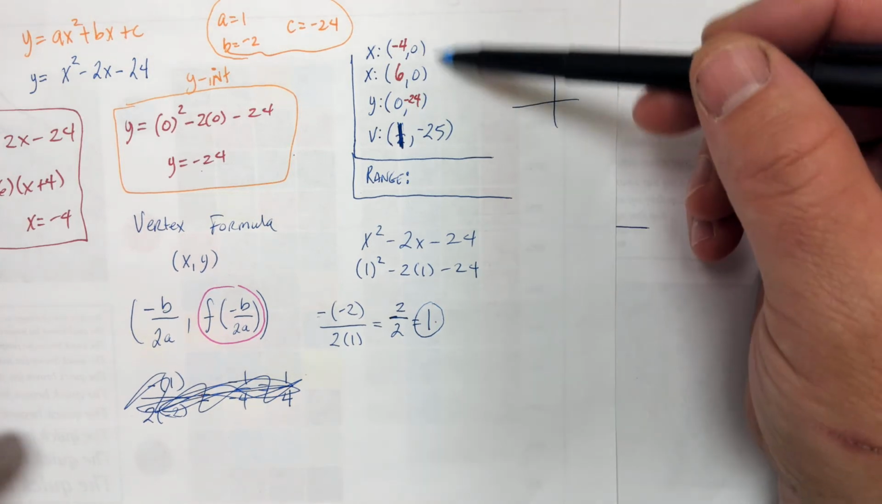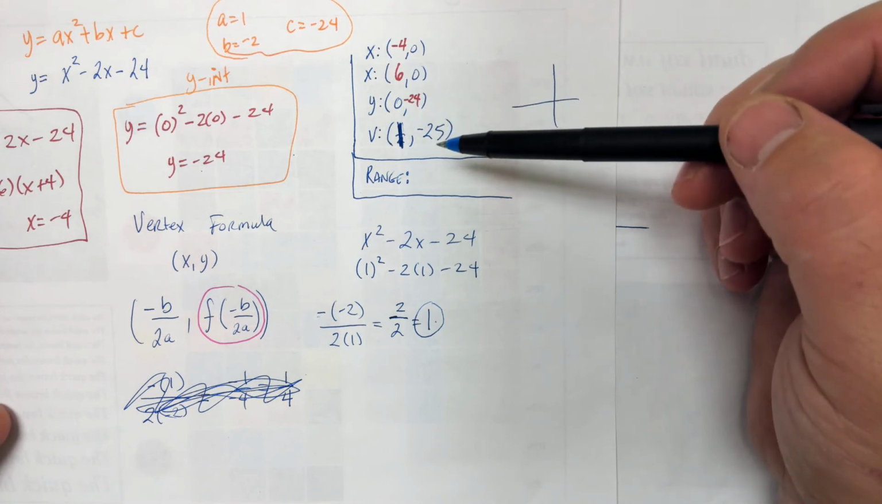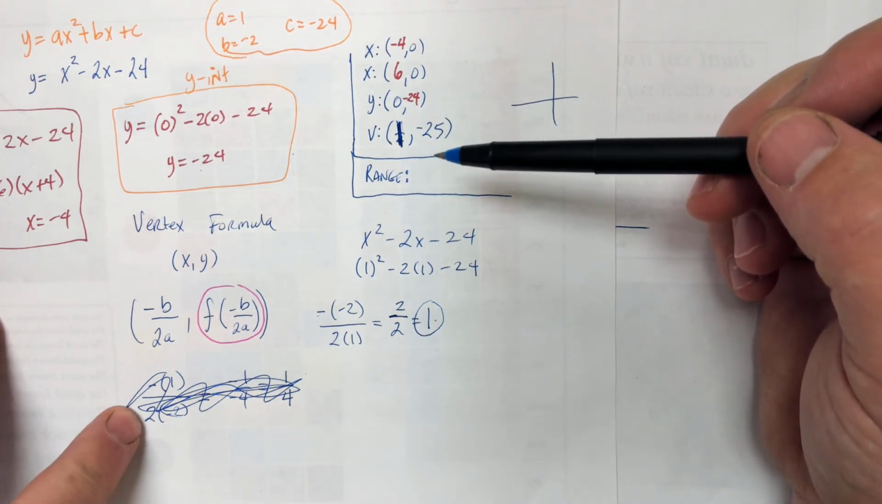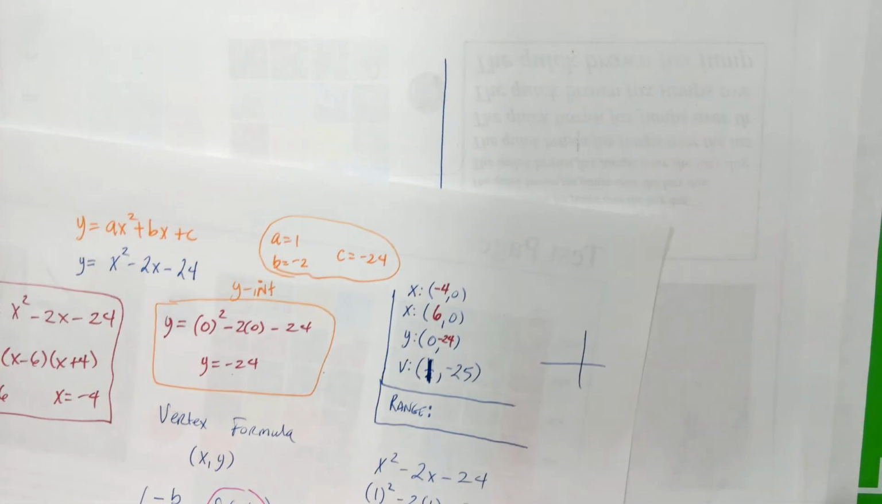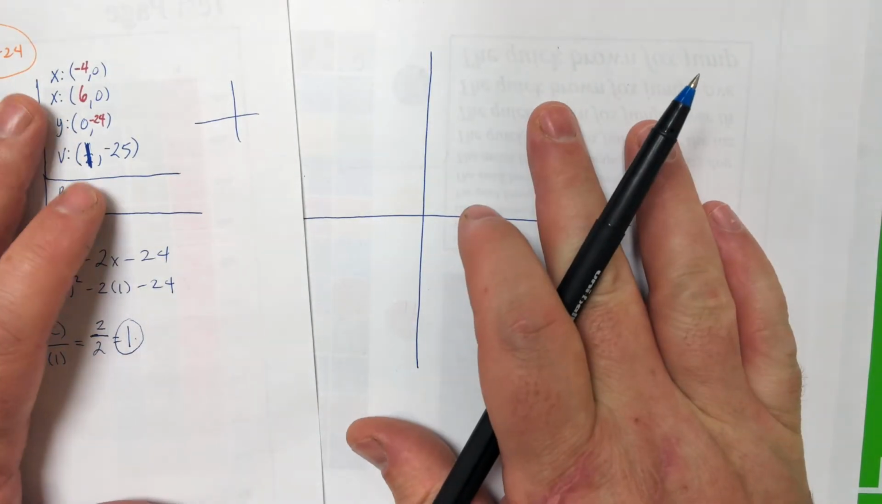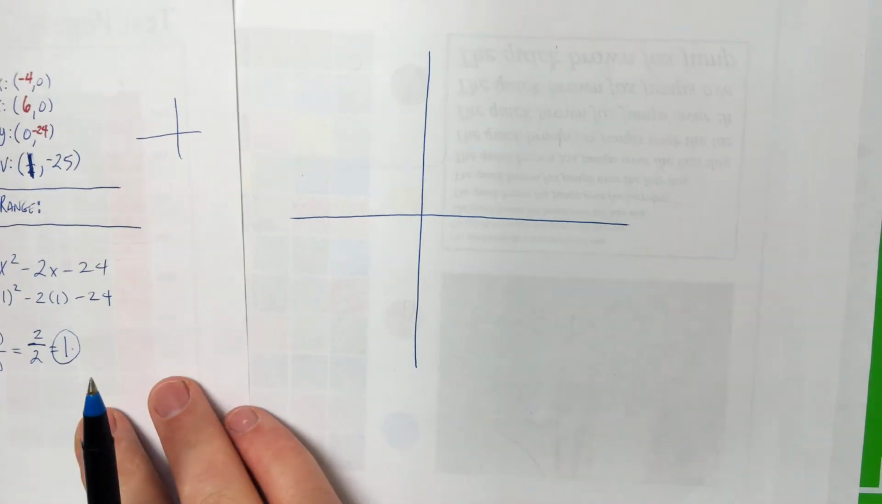Okay, so these are the points we have. We have 1, 2, 3, 4 points. Sometimes we won't have 4 points. Sometimes we'll have 3. Sometimes we'll only have 2 total. All right, so here's what we got. We got negative 4 and 6.